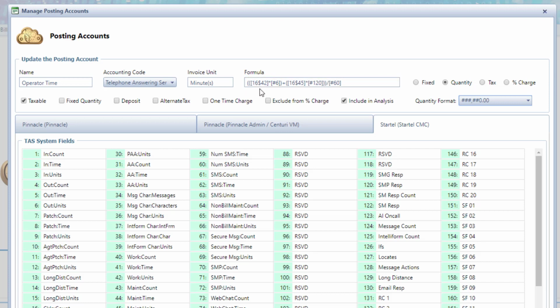So this formula is taking from the StarTel field 42, multiplying it by 6. Notice that the number 6 needs to be within square brackets and preceded by a pound sign. That differentiates it as being a number versus a field. So we're taking the number of units times 6 plus the number of maintenance units times 120 to give us total seconds used. We then divide that by 60 to give us minutes. You can do multiplication, addition, subtraction, or division, and of course the parentheses to group related functions together within your formula.